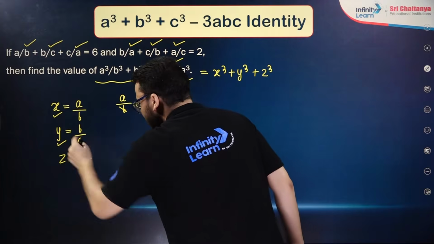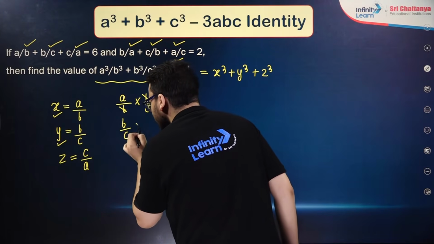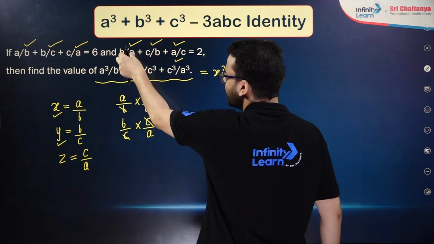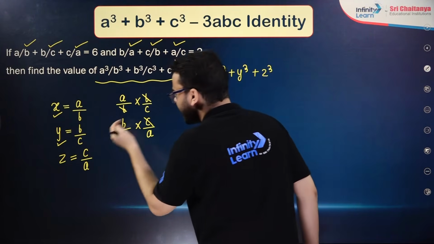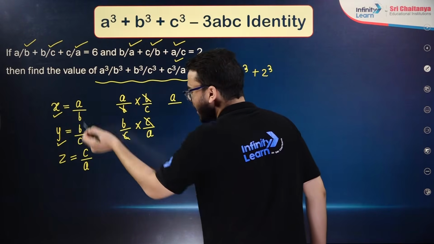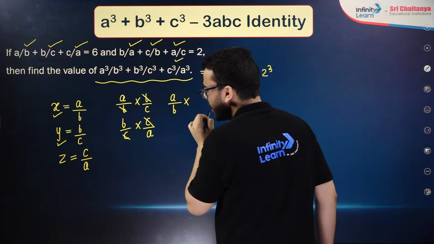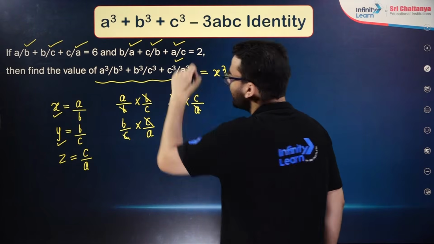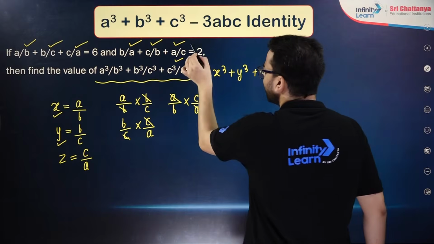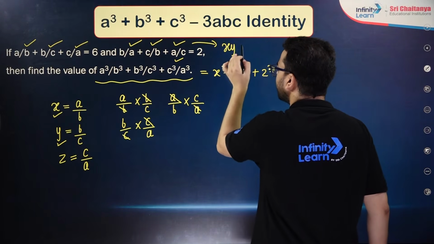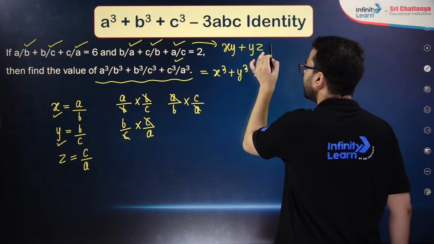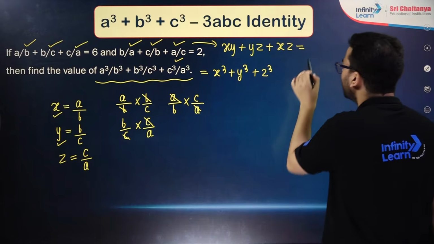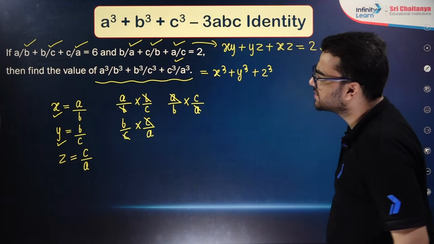Similarly, if you multiply these two, if you multiply b by c into c by a, what will you get? B by a. Isn't it b by a? If you multiply the first and the last, x and z, so a by b into c by a, isn't it c by b? So what does it mean? This is nothing but xy plus yz plus xz. It has been given to us, and that is equal to 2 over here. I hope it is clear.